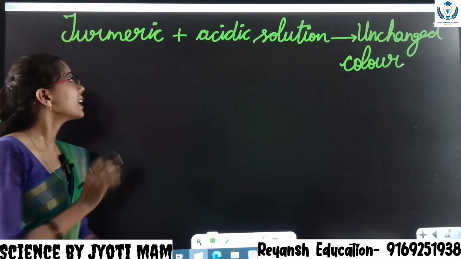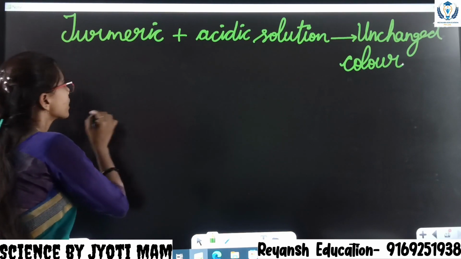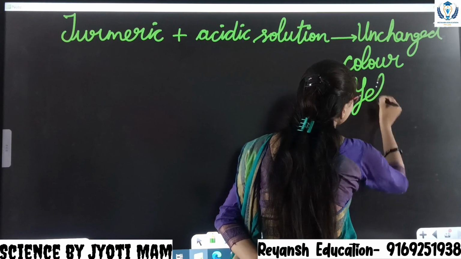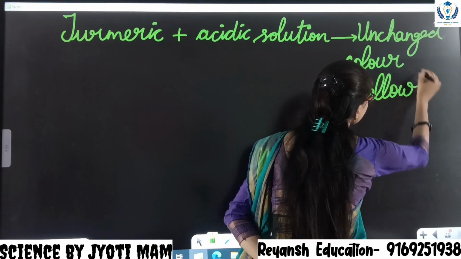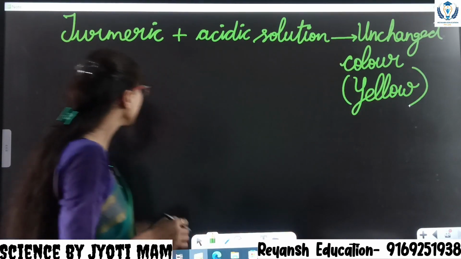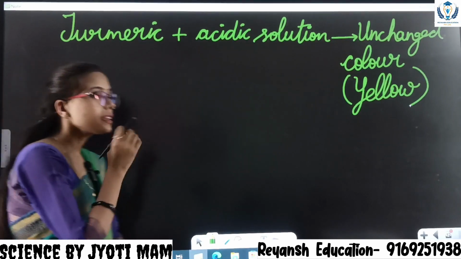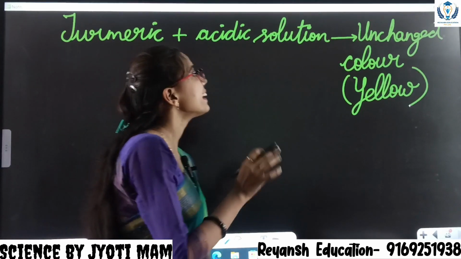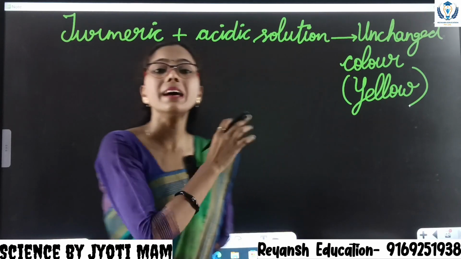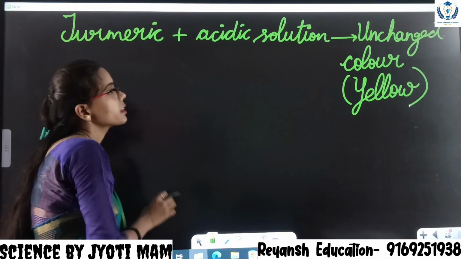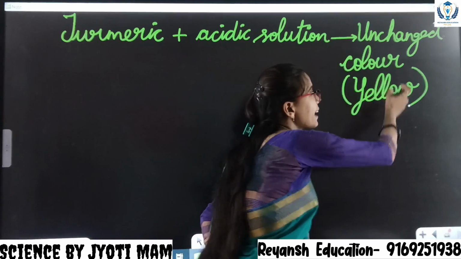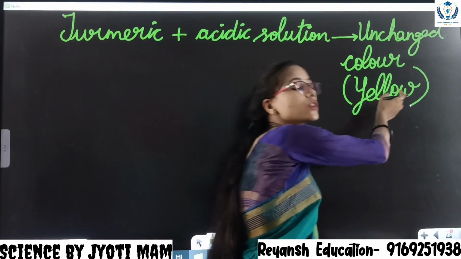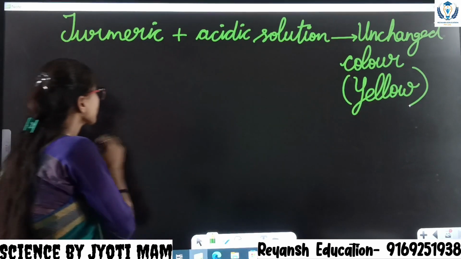We all know that the color of turmeric is yellow. So in bracket we can write that it will be yellow only. When turmeric is added to the acidic solution, there will not be any change in the color of that turmeric. This way we can say that the color of turmeric will be unchanged and will be yellow only.